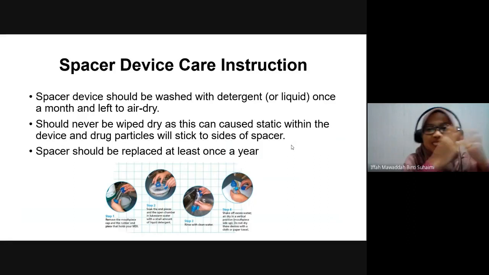And this is the spacer device care instruction. A spacer device should be washed with detergent or liquid, that's fine, once a month and left to air dry. It should never be wiped dry. This can cause static within the device and drug particles will stick to the side of the spacer. And the spacer should be replaced at least once a year.